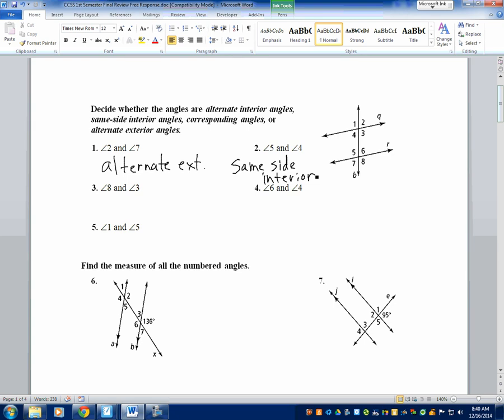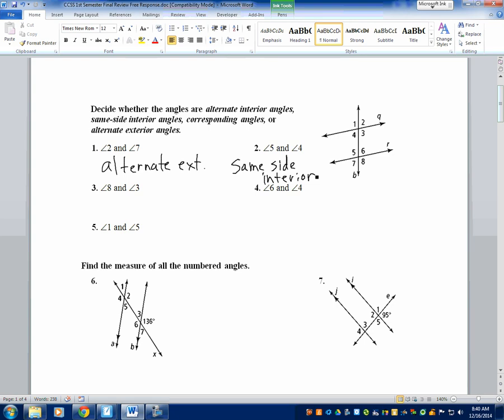All right. Number 3, 8 and 3. What kind of angles are 8 and 3? Nope. Not same side exterior, because then they'd have to be both outside. They're corresponding because they are in the same position. Corresponding angles.